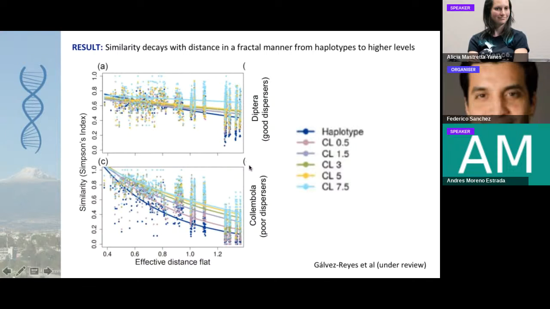So as you can see, we found the same fractal pattern that I was telling you theoretically. And we also found that although this occurs in different taxa groups, for instance, in Diptera and Collembola, it is more marked in Collembola, which are these tiny arthropods that basically sit in the forest ground and live there without moving much, while Diptera are flies and things like that that have wings and can fly, and therefore are suspected to be good dispersers. So we found that both processes occur in both groups, but that it's more marked in those that can disperse poorly.